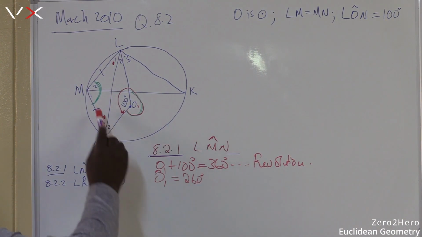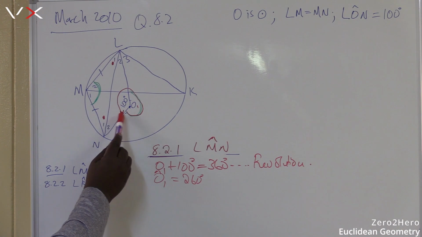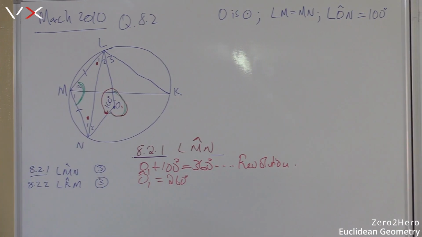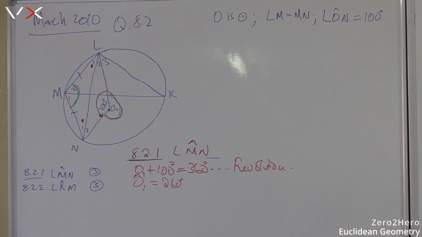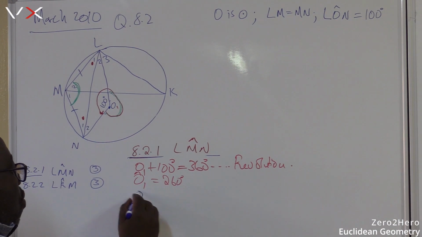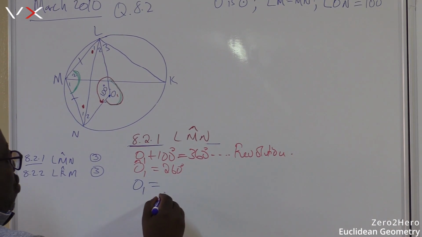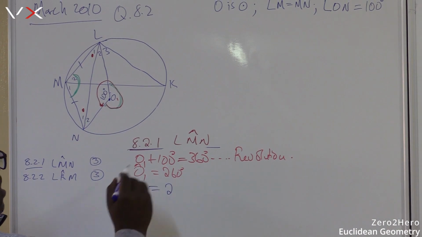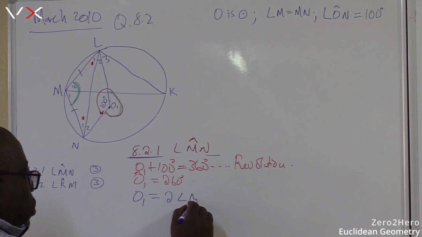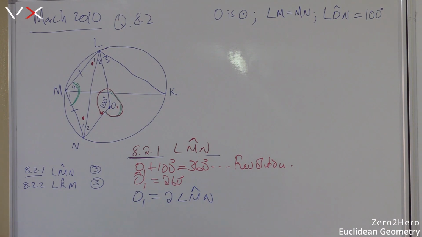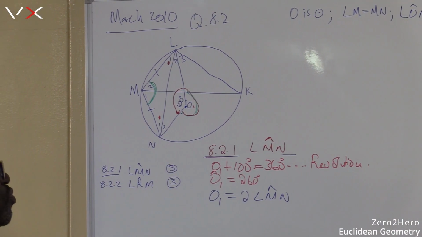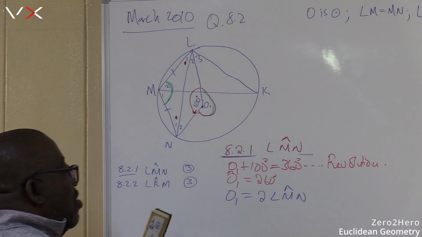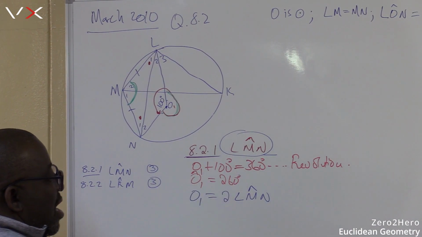LMN, these two angles. Remember, this one is 2 times bigger than that one. Let's write that fact down. We know that this angle here, O1, is equal to 2 times LMN, right? The angle at the center is twice the angle at the circumference. So O1 is 2 times LMN. What are we looking for in this particular case? We're looking for LMN. We're just looking for that angle here, LMN.